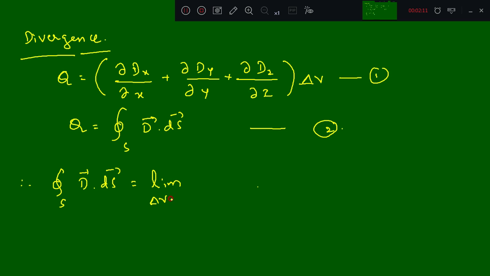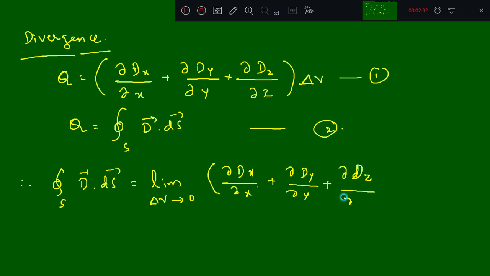Therefore, by equating 1 and 2, we have surface integral S D dot ds is nothing but limit as del v tends to 0 of dou Dx divided by dou x plus dou Dy divided by dou y plus dou Dz divided by dou z into delta v. So this is the equation.